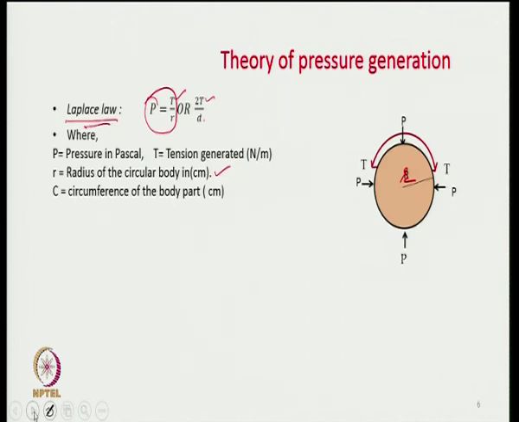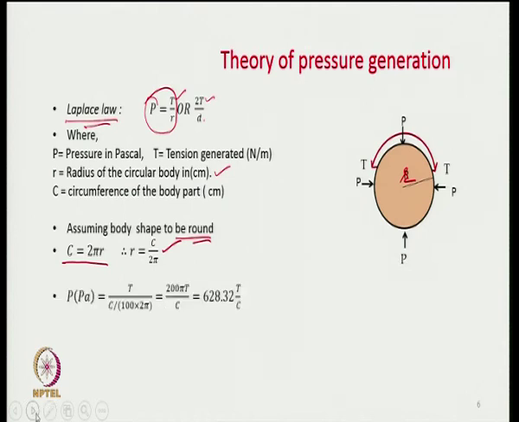Then we go to, if we assume the body shape to be round, then circumference and the radius are related. We all know that C equal to 2 pi r, therefore, r becomes C by 2 pi. So, I can replace r by this factor C by 2 pi. So, the pressure that develops in Pascal is T by C by 100 into 2 pi, where r is in centimeter or C is also in centimeter.